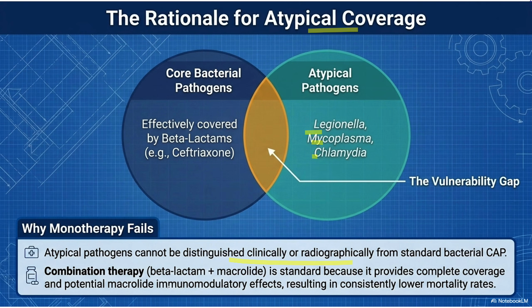This creates a significant vulnerability gap. Combination therapy using a beta-lactam plus a macrolide closes that gap. In addition, macrolides may provide beneficial immunomodulatory effects, which have been associated with lower mortality in severe CAP. The key phrase to remember here is complete coverage.